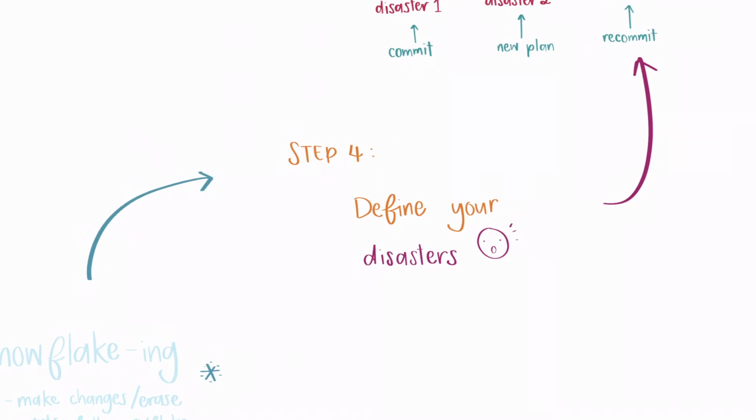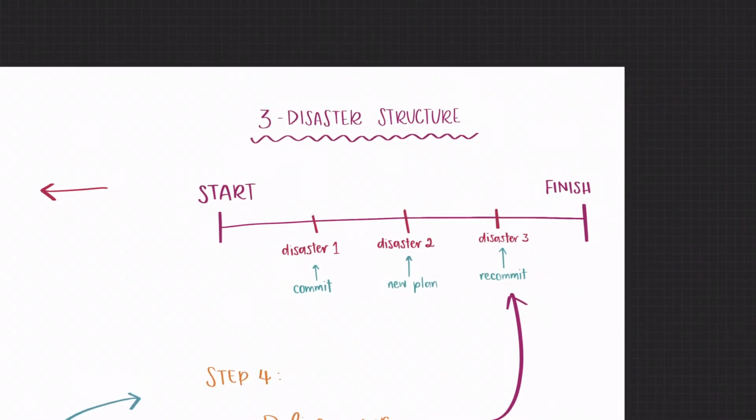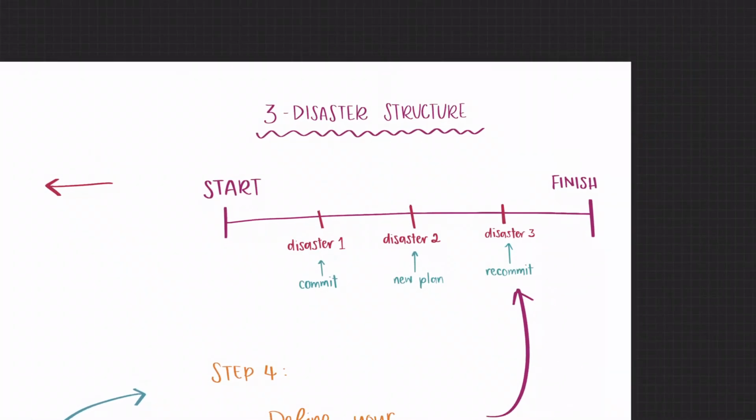So moving on, step 4 is to define your disasters. And Randy talks about this 3 disaster structure, which is basically the 3-act story structure. But it's the idea that every story is split into 4 parts, and each part ends in a disaster. So the first quarter of the book ends in disaster 1, which is when the character must commit to the story, decide they're going after their goal, and commit to it. The next quarter ends in disaster 2, which is when something happens which forces the protagonist to come up with a new plan to try and go about achieving their goal.